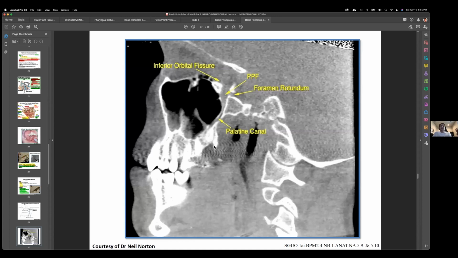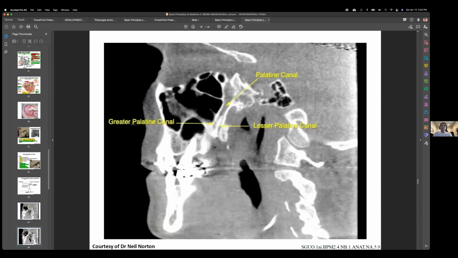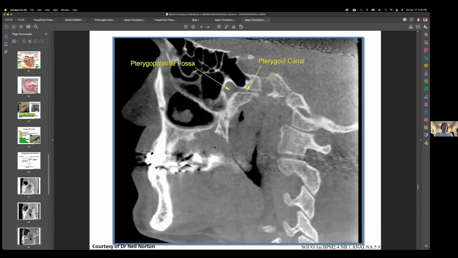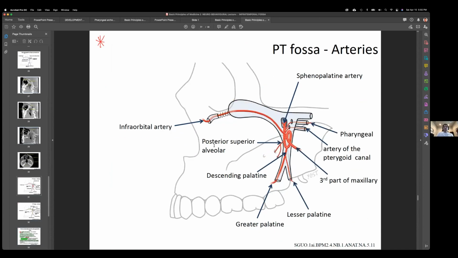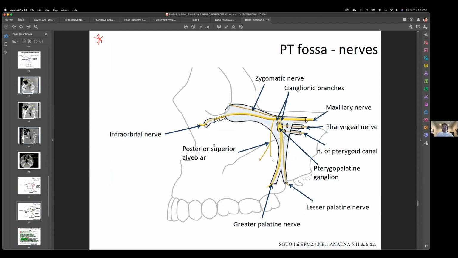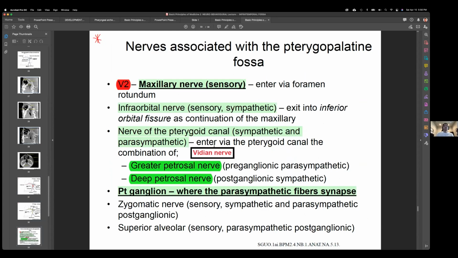I don't think they gave us anything like this, but yeah. These, I don't like these, but if that's on the exam, then memorize those or something. Right, so V2 goes to the pterygopalatine fossa, Vidian nerve. For some reason, they like that one, but it's the nerve of the pterygoid canal. I forget his name. He always talks about the Vidian nerve, the younger guy. Anyway.